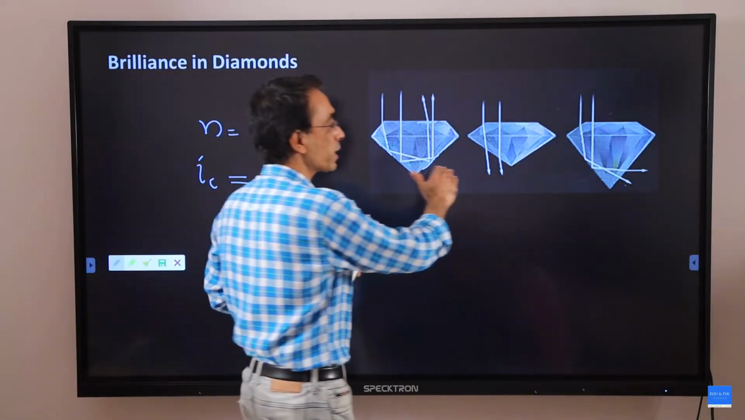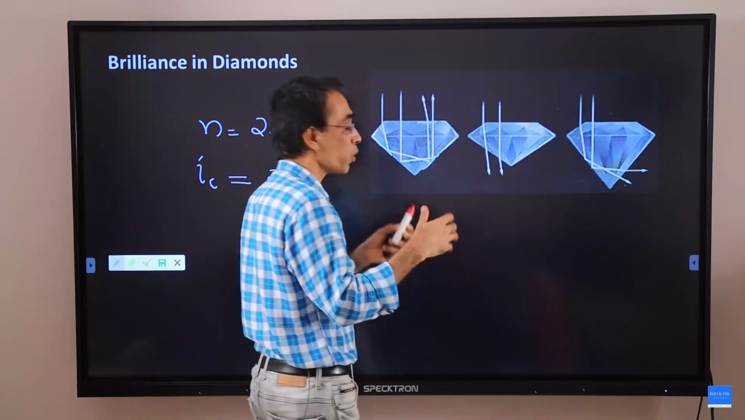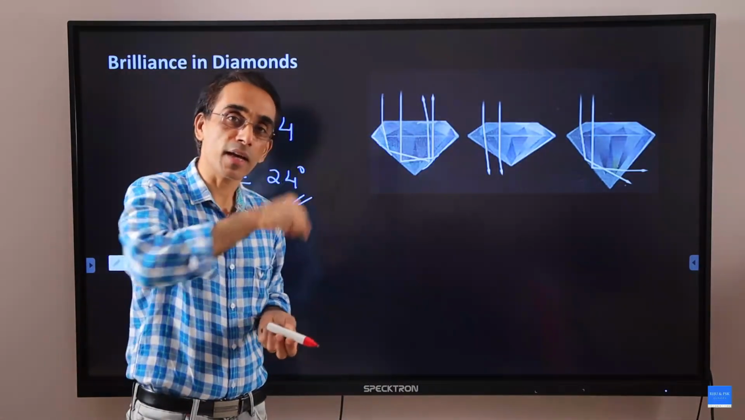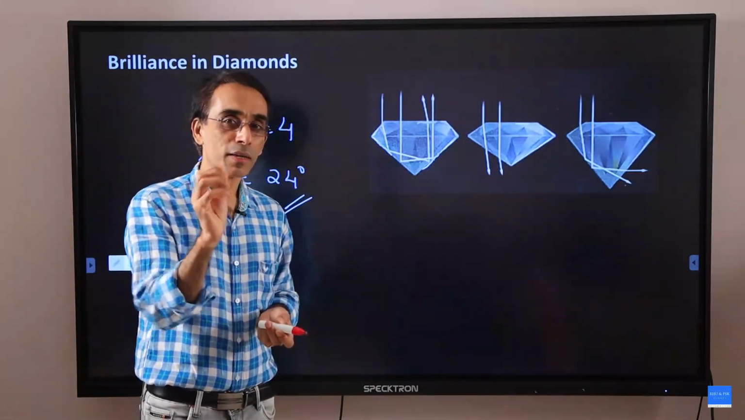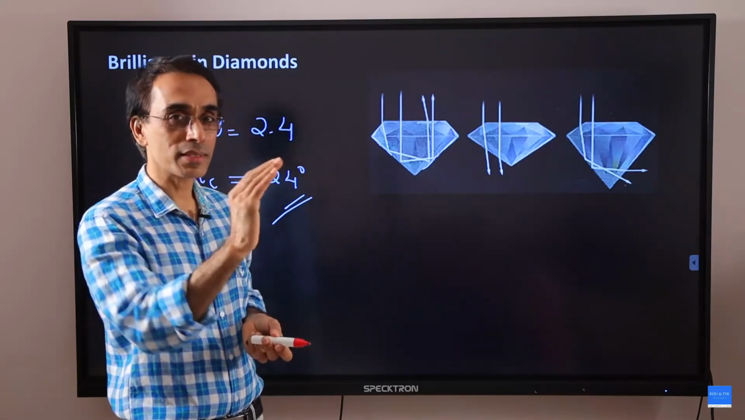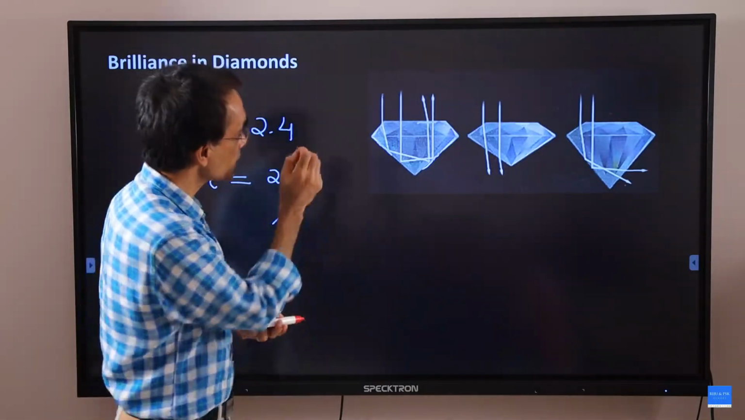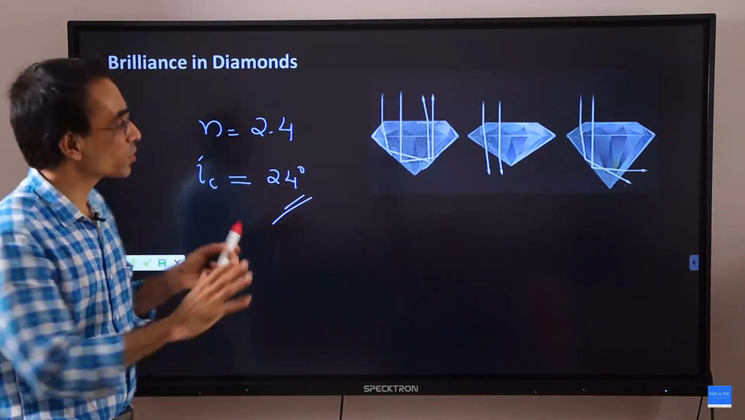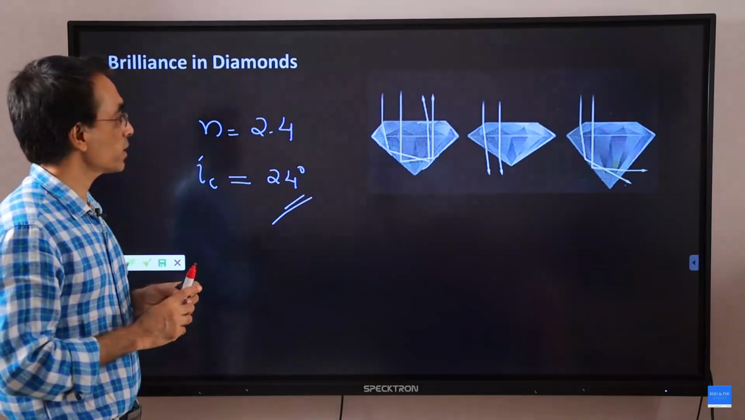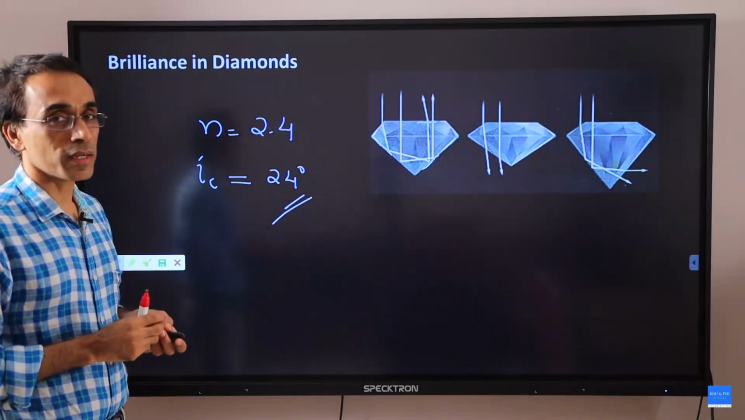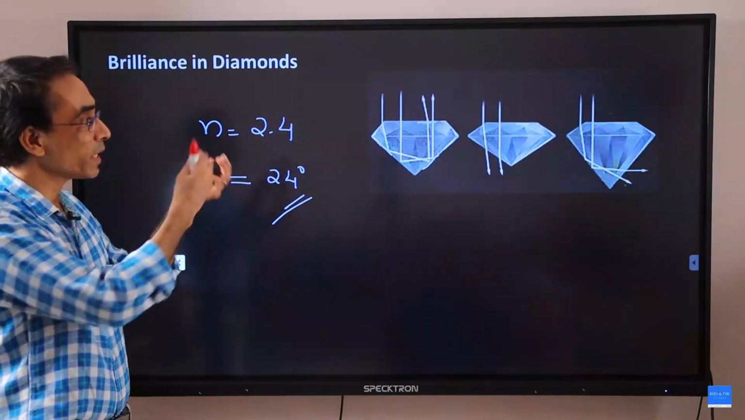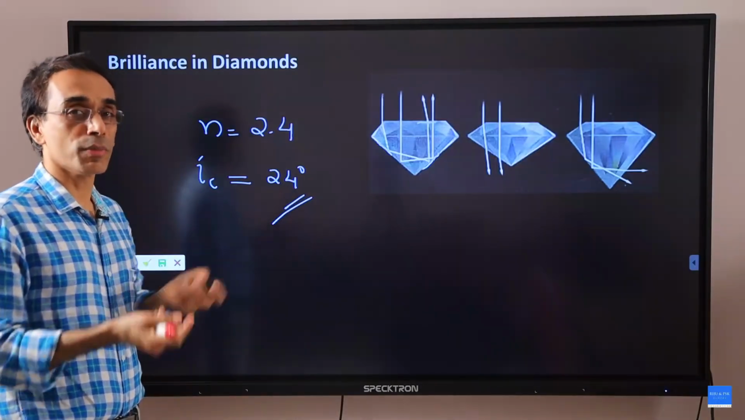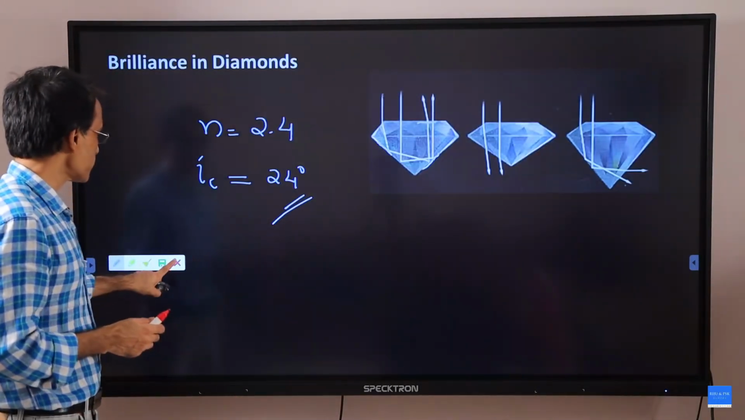By properly cutting the sides, you can have more number of TIR inside. So a diamond cutter polishes the sides, cuts them properly so that a single light ray can undergo multiple number of TIR. This will make it all bright. That's why diamonds sparkle. They do not produce their own light, but they can trap light and get illuminated. Okay.